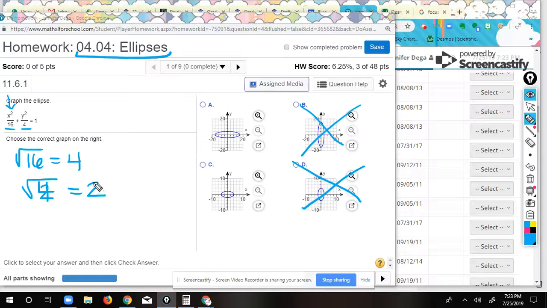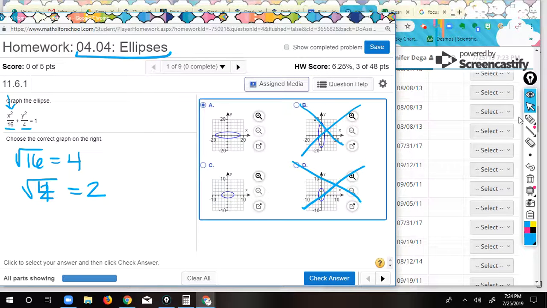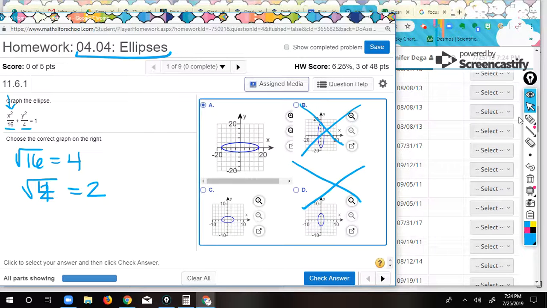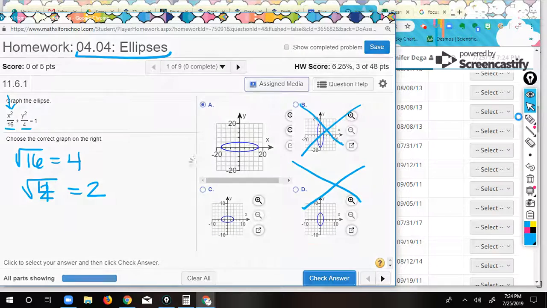So we're looking for an ellipse that is stretched out 4 spaces on the x and 2 spaces on the y. And I believe that is going to be from the vertex. And if I'm wrong, it'll tell me I'm wrong. Hold on, let's check. So I believe it's going to be A. So from the center, you should be able to count. We can zoom in. 1, 2, 3, 4. So it should be that one.